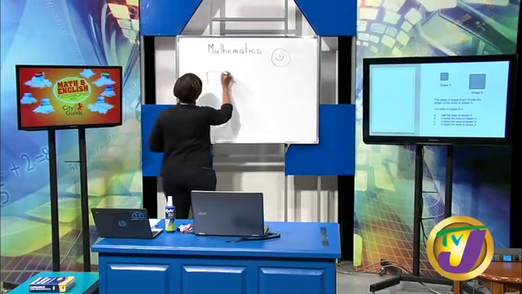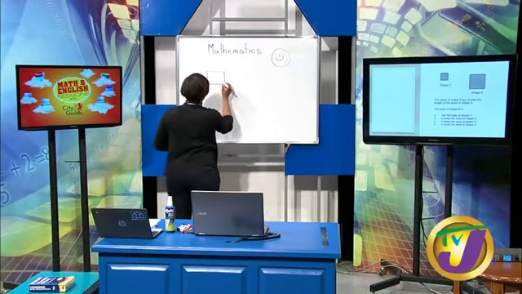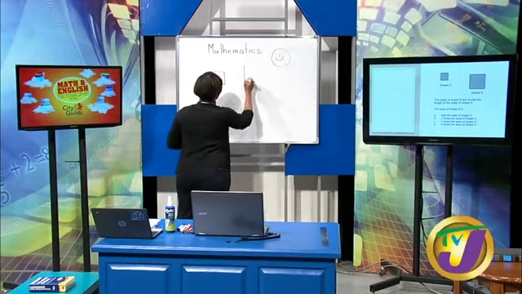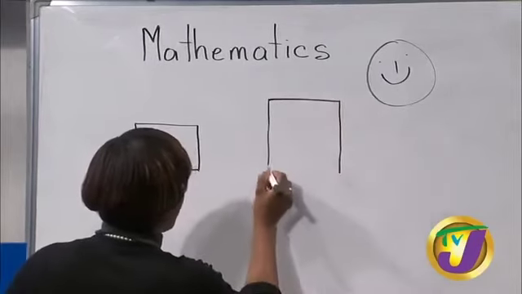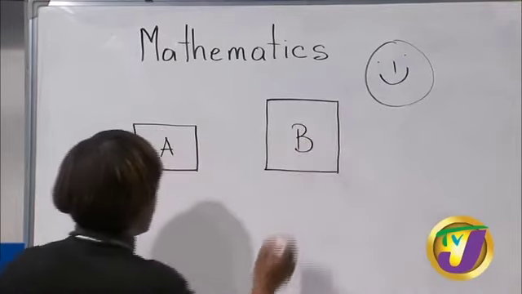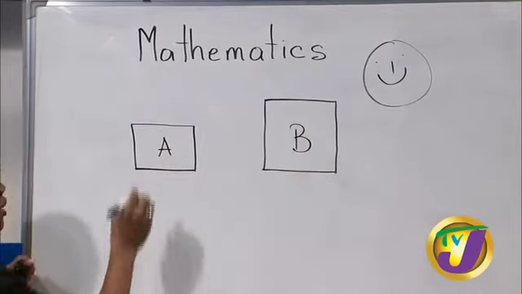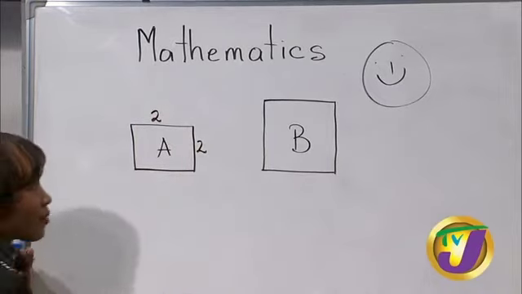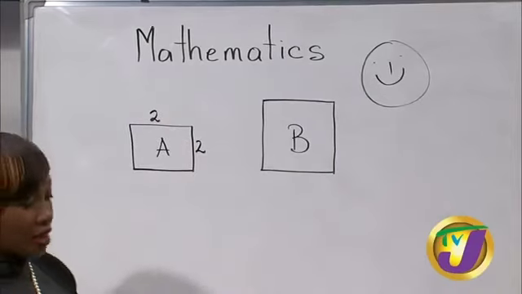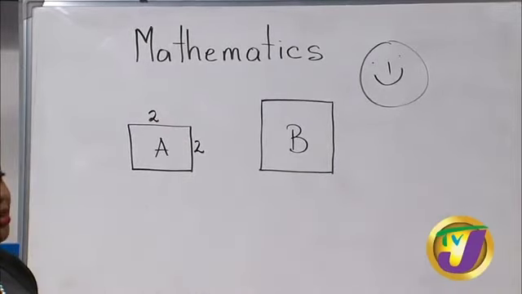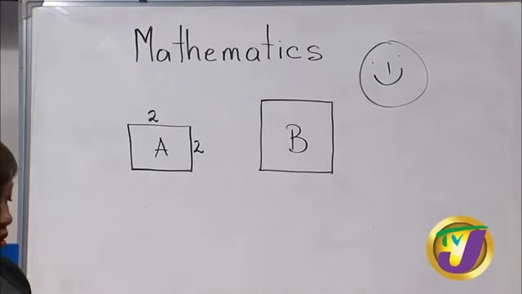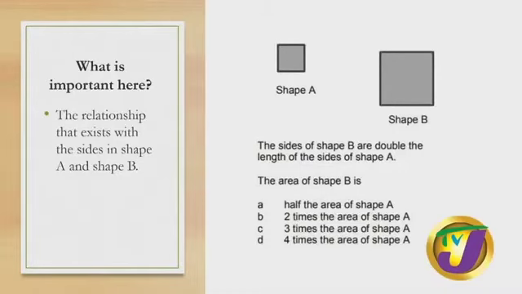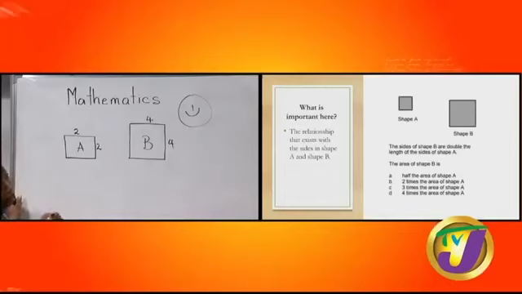So let's look on the board, and we're going to have shape A, and we're going to have shape B. Now, we're going to actually figure out what the answer is. So let's say this is a 2 by 2 square. Remember, the relationship is what is important here. We want to look at the relationship that exists with the size of the shape. So if it's doubled, what is 2 doubled? 4.